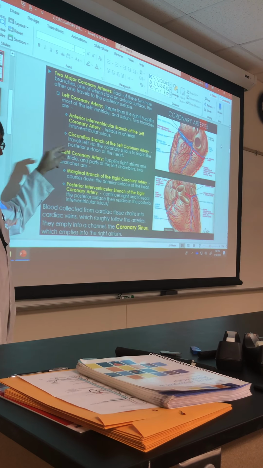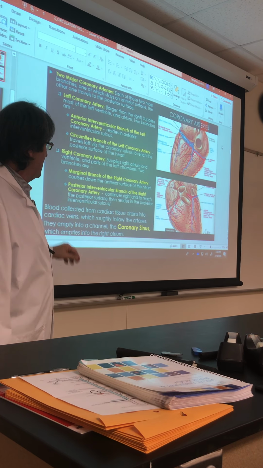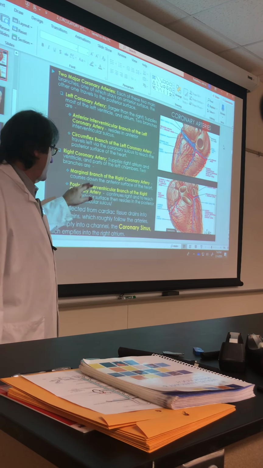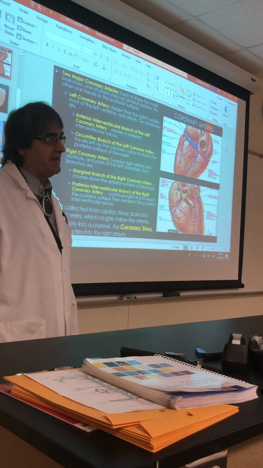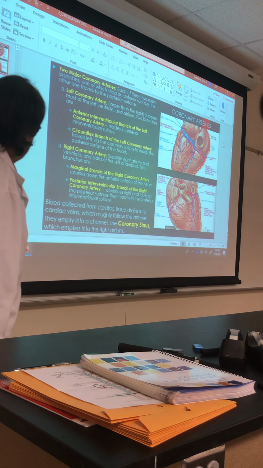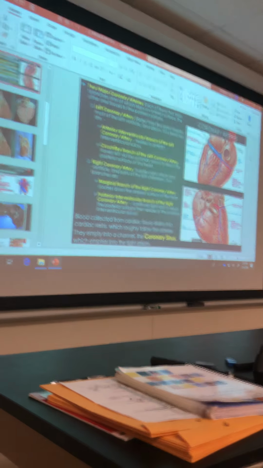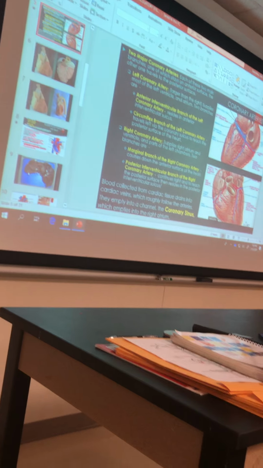The right coronary shows up real nicely on these specimens, and the marginal branch of the right coronary and the posterior interventricular branch of the right coronary. These all show up very nicely. So let's stop talking about it. Let me show you then. Slides 6 and 7. These are the specimens.